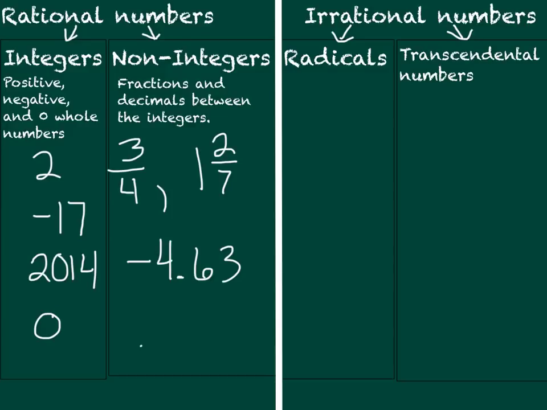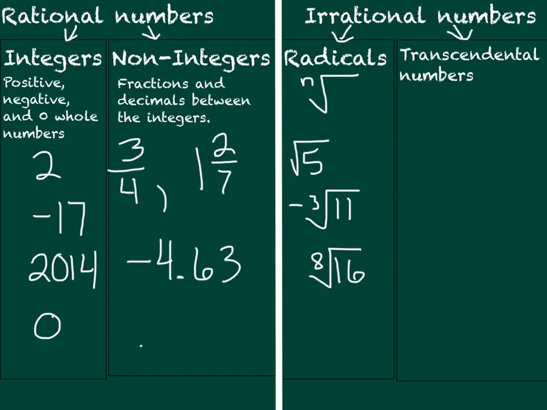All right, we're also going to take our irrational numbers and break them into two groups, and those are going to be radicals and transcendental numbers. Radicals, you know what a radical symbol looks like? It can be a square root, it could also be a cube root, a fourth root, a fifth root, so we'll put a little n here. Any root. And that could be the square root of 5. That could be the negative cubed root of 11. It could be the 8th root of 16. Anything that is under a radical symbol that doesn't reduce down to a whole number. So in your notes, put nth roots of integers.